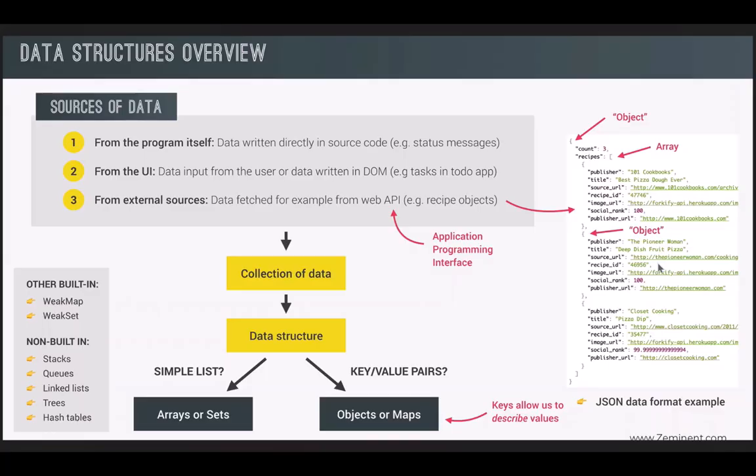Now each of these recipe objects is itself a value. Since we have many of them, it means that we have again a collection of data. Therefore we need a data structure to store them. Now, do we want to describe each of these objects?